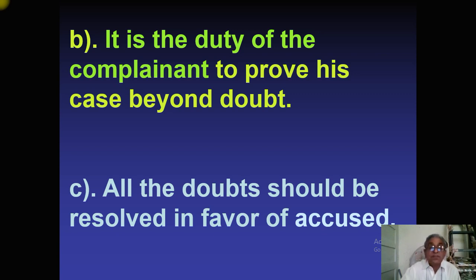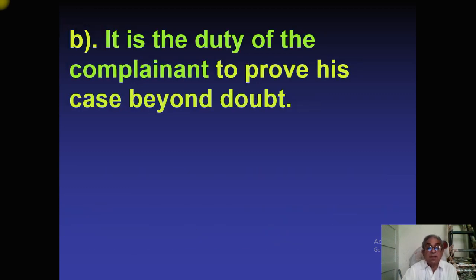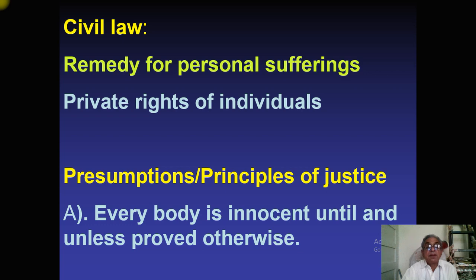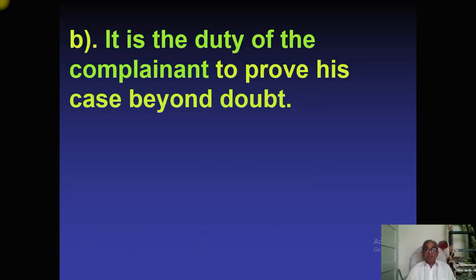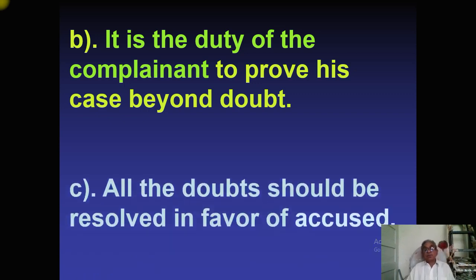So, three presumption principles of justice. Number 1, every person is innocent until and unless proved otherwise.